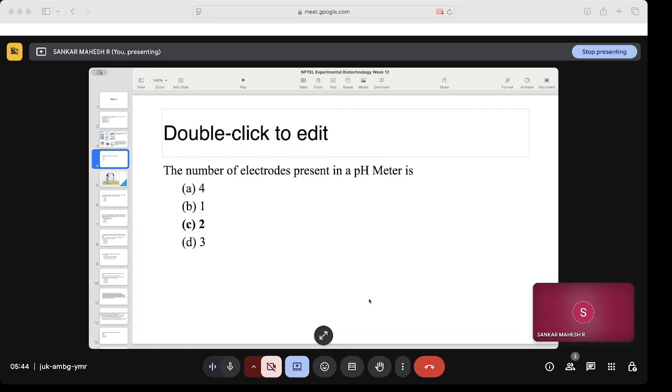The next question is: the number of electrodes present in a pH meter is option A, 4; option B, 1; option C, 2; option D, 3. You can take a couple of minutes to think about this and then we'll discuss.